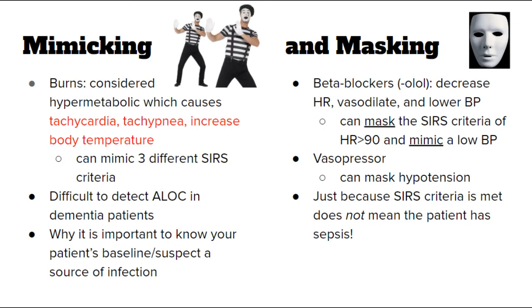Vasopressors can mask hypotension. Patients with severe burns can be in a hypermetabolic state. This condition results in a patient displaying signs of tachycardia, tachypnea, and hyperthermia. These three signs meet SIRS criteria, but it is not sepsis. While it is a good idea to keep sepsis in the back of your mind, take a look at the whole picture. Do not assume a patient is septic simply because he or she meets SIRS criteria.